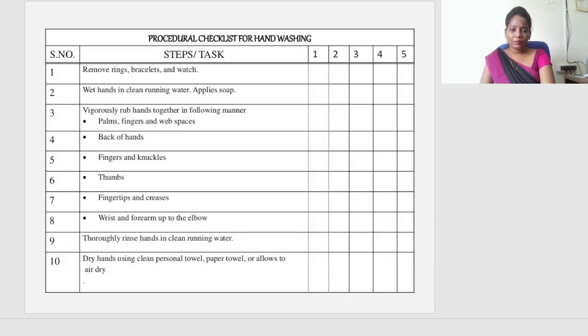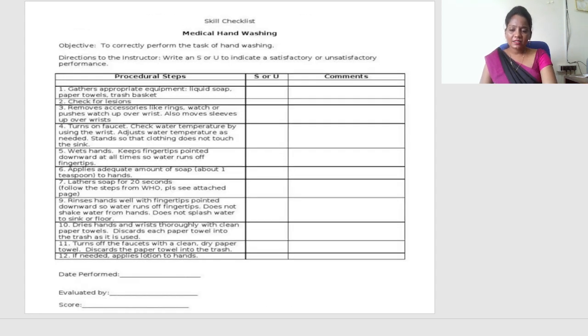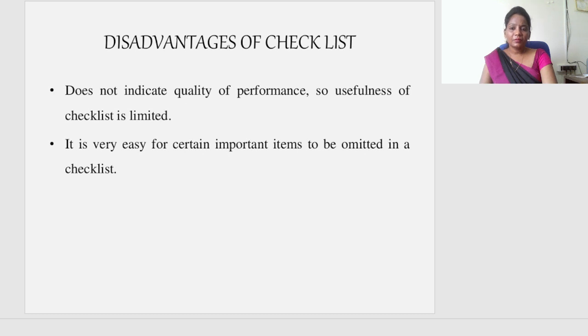So these are examples of a procedural checklist. I think those who have already completed BSc nursing know that when you are doing a seminar or any lesson plan presentation, you will carry these kinds of checklists to evaluate your performance. So there are different types: this is a procedural checklist, and a communicative checklist. Like this, different kinds of checklists are available.